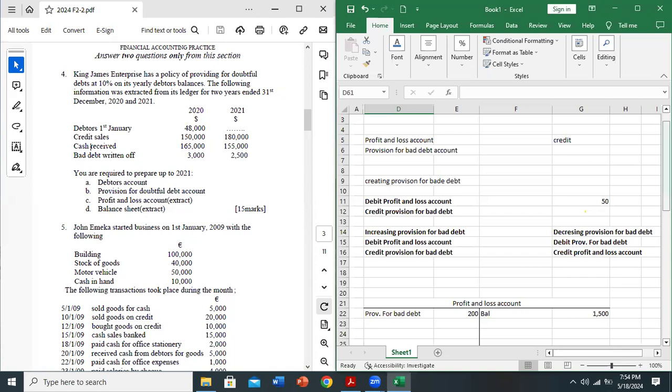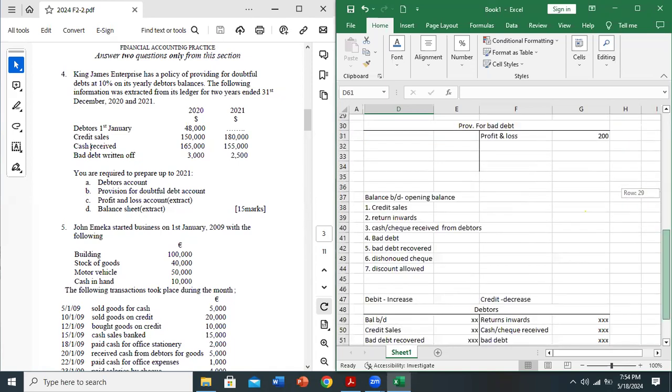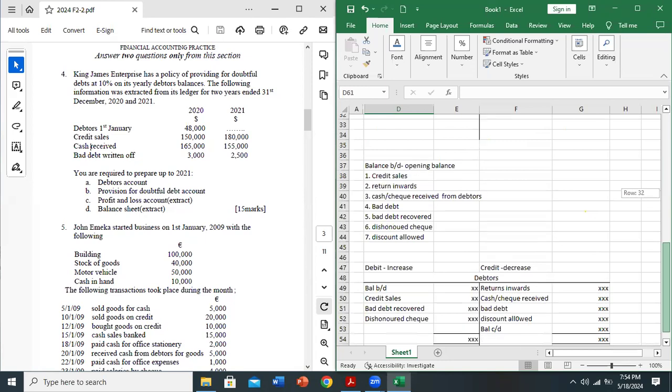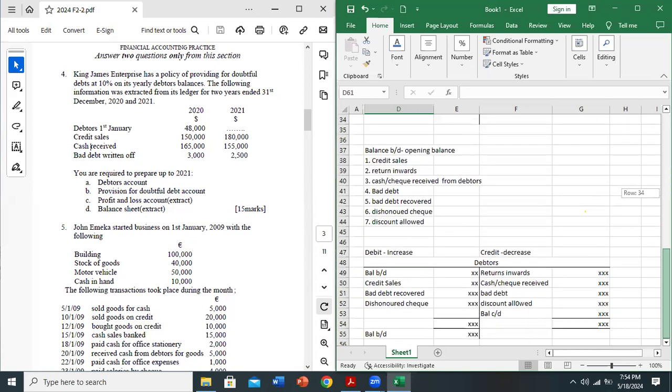But we saw that it is necessary sometimes for you to prepare your debtors account, because this provision is made on the debtors balance. So sometimes it's necessary for you to prepare your debtors account. If you look at the question, you can see some of the items we were playing with. The credit sales is here, the cash received is here, the bad debt is here. So you would use this information to prepare your debtors account, right?